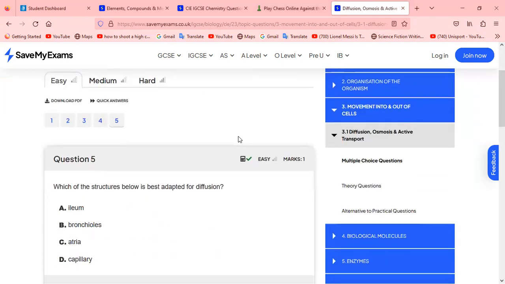Question 5. Which of the structures below is best adapted for diffusion? Then bronchial is not bronchiole, I'm not sure.